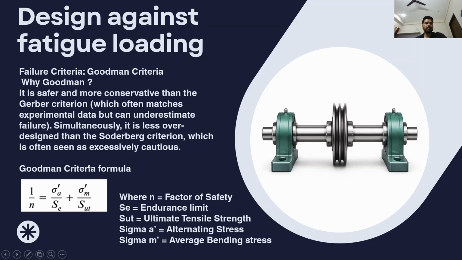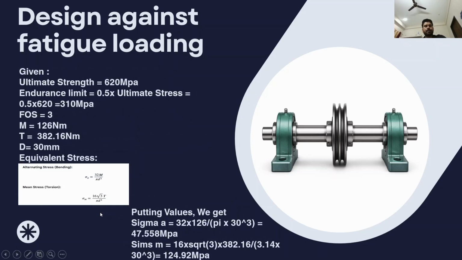engineered. And the Goodman criterion formula is 1 upon n equals sigma a dash divided by Se plus sigma m dash divided by Sut. Quickly explaining, n is the factor of safety, Se is the endurance strength, sigma a dash is the alternating stress, sigma m dash is the mean stress, and Sut is the ultimate tensile strength. Now again collecting the given data to solve the Goodman equation.